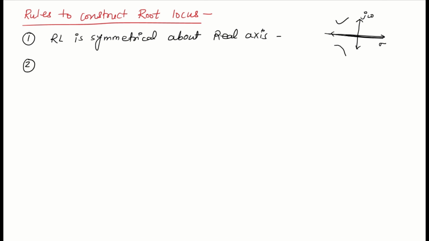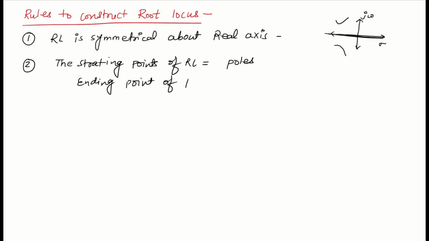The second rule is the starting point and the ending point. The starting points of the root locus are always the poles, and the terminating points, or we can say ending points, of the root locus will be either zeros or infinity. So, the root locus always starts from the poles and it terminates on either zeros or infinity.